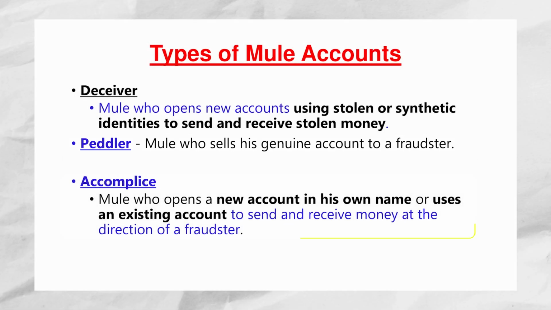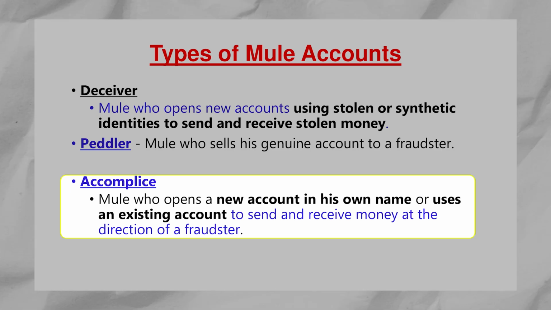The next is an accomplice, a mule who opens a new account in his own name or uses an existing account to send and receive money on the direction of the fraudster. That is, there is a boss and there are some subordinates who are all involved in the fraud in this manner, and they transfer money based on the directions of the boss.